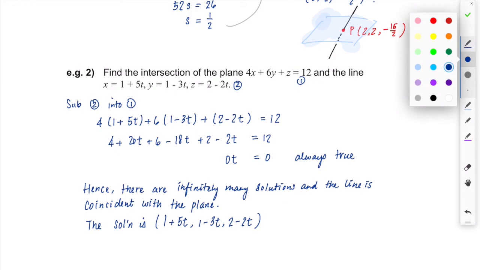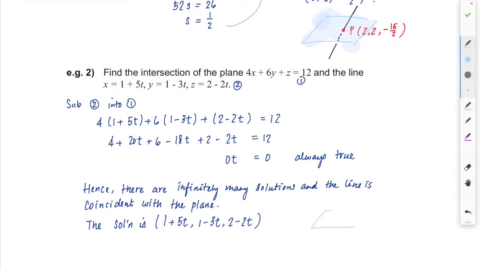Okay, so let's maybe represent this using a diagram. So here's the plane, and the line basically lies on this plane. All right.